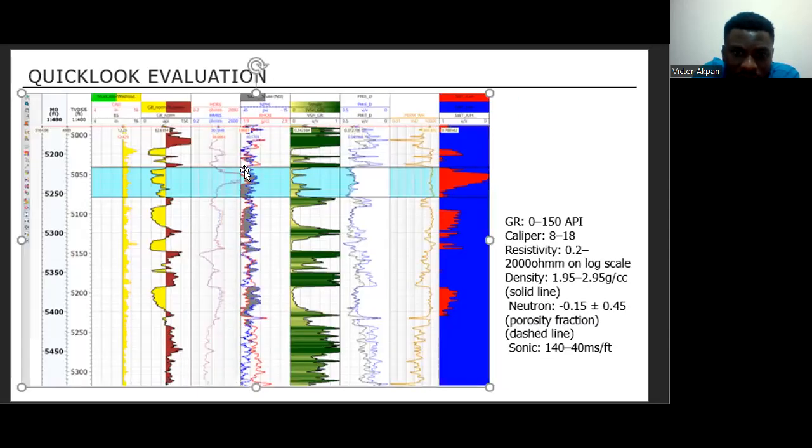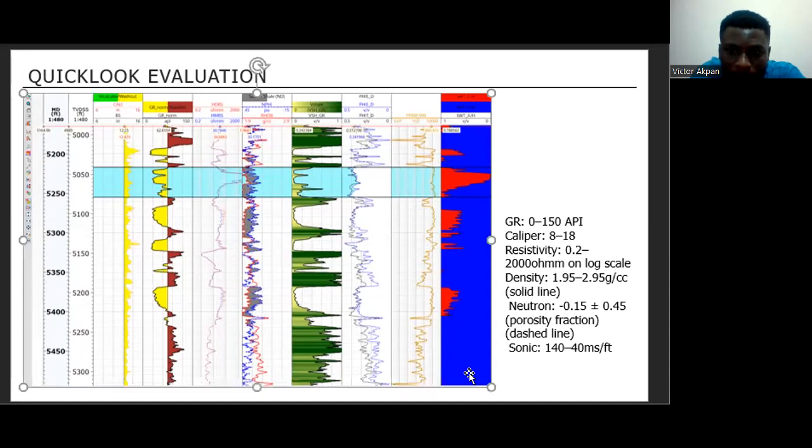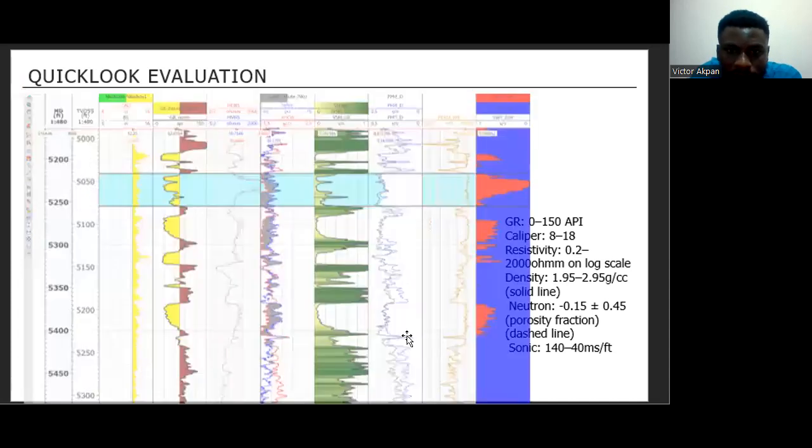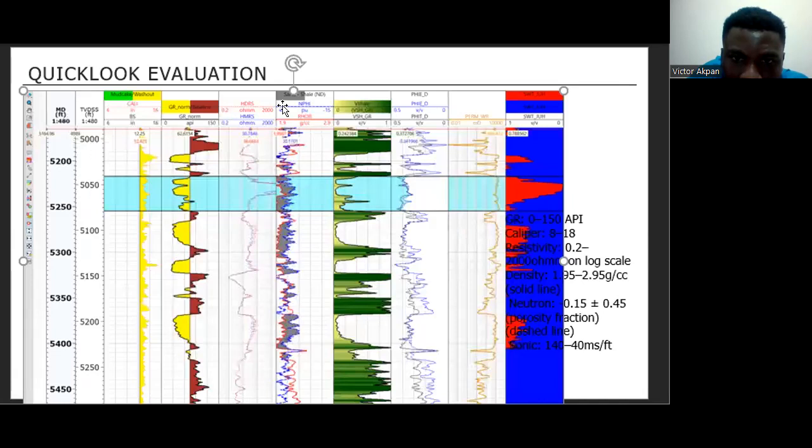Maybe I can zoom in a little bit so we can see. On the neutron density, we find that the red moves towards 1.9 and our neutron moves towards -15, which is not what we find in the shale area. It gives us this little separation, which is very interesting for us, and can be an indication of oil.